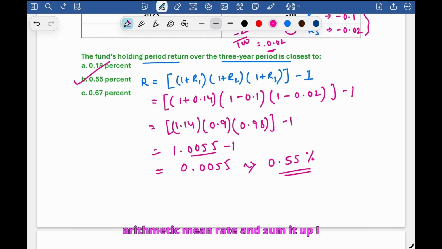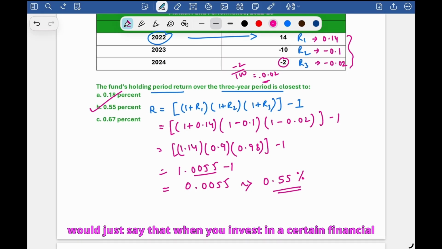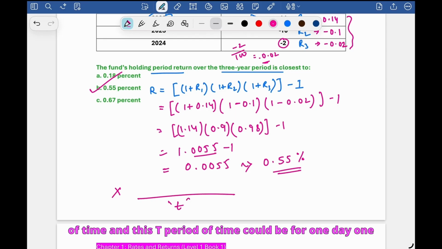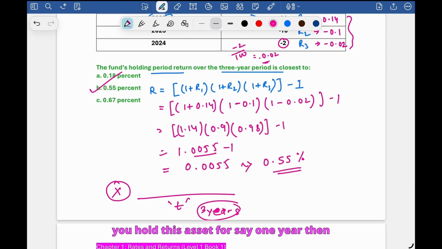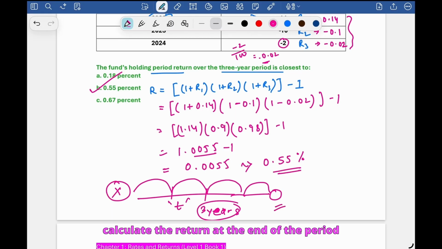Now we'll check out arithmetic mean. Sum it up, I would just say that when you invest in a certain financial asset, say X, and invest for, say, T period of time, and this T period of time could be 1 day, 1 month, 1 year, or it could be a sum of 3 years, right? And the very important part here is that you hold this asset for, say, 1 year, then 2 years, then 3 years. You do not sell it off in between. So you hold it for 4 years like that, and when you sell it, when you want to calculate the return at the end of the period when you sell, that is when you use this holding period return.